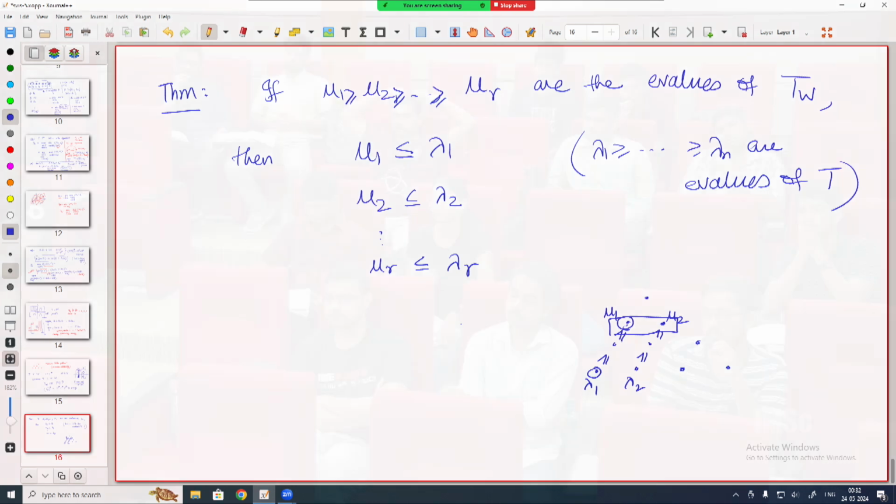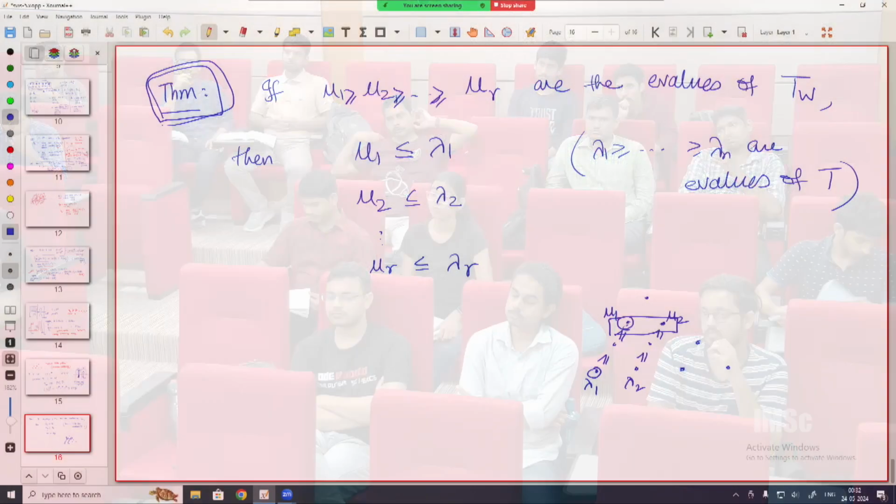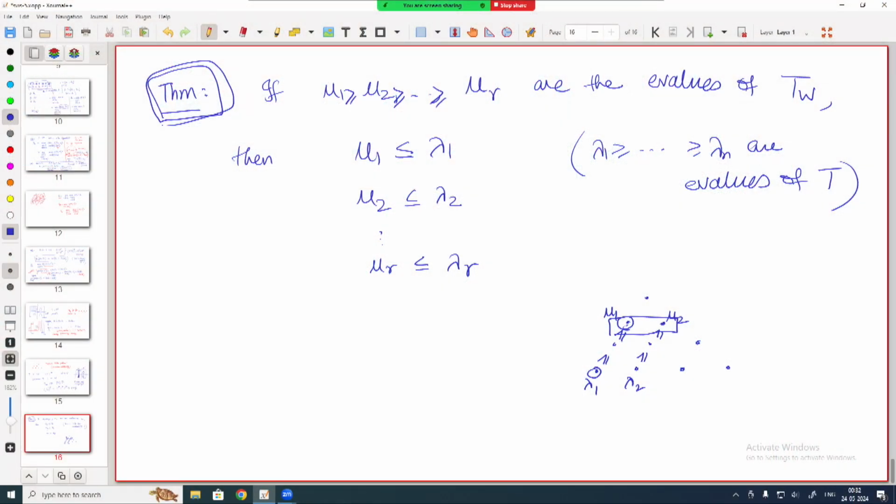I will stop here, but remember this theorem and keep it in the back of your mind for tomorrow, because it is going to be important for this whole business of principal component analysis. This is the whole crux of principal component analysis: just keeping the top r eigenvalues and so on.